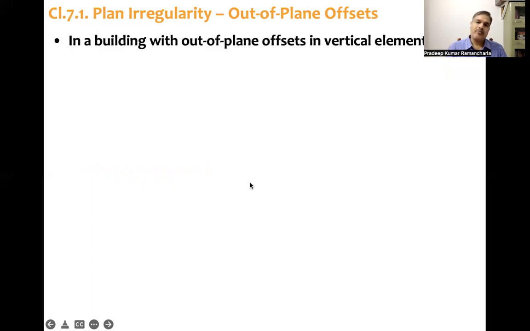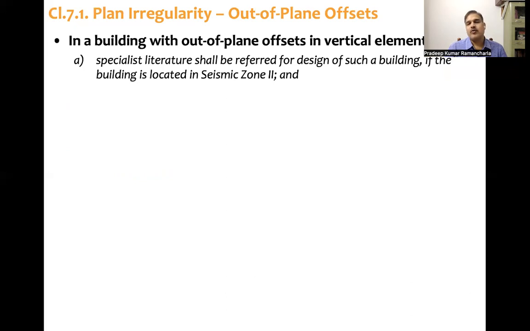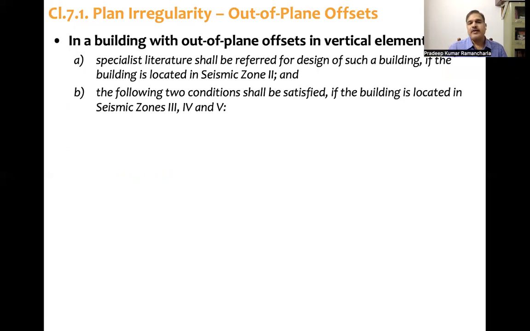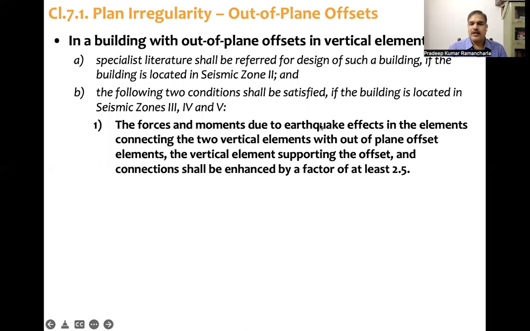Now let's look at the code provisions to safeguard against this condition. In a building with out of plane offsets in vertical elements, what the code says is, first, if it is in zone 2, specialist literature shall be referred to for the design of such a building. Then if it is in zone 3, zone 4 and zone 5, we have to meet two conditions. Condition number 1: forces and moments due to earthquake effects in the elements connecting two vertical elements with out of plane offset elements, and the vertical element supporting the offset and connection, shall be enhanced by a factor of at least 2.5.